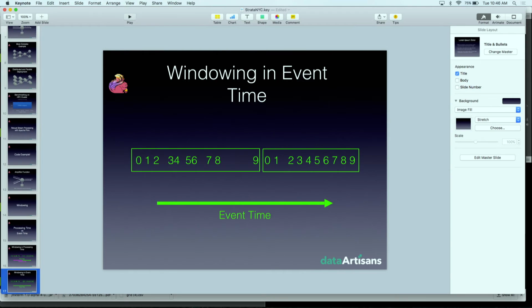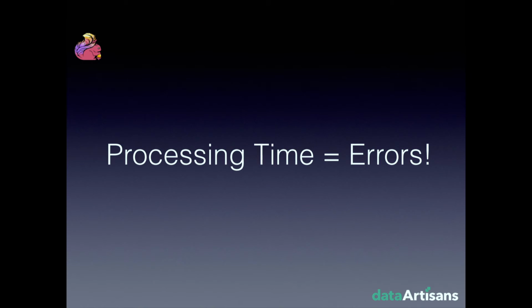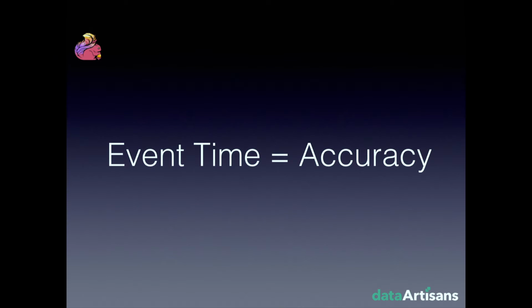And I like to demonstrate it this way because it's really this. Processing time equals errors. If you're doing analytics, the whole idea is robust computation over streams. If you're not doing this, you're doing it wrong. Basically, you will have errors in your analytics. And with event time, you get accuracy.